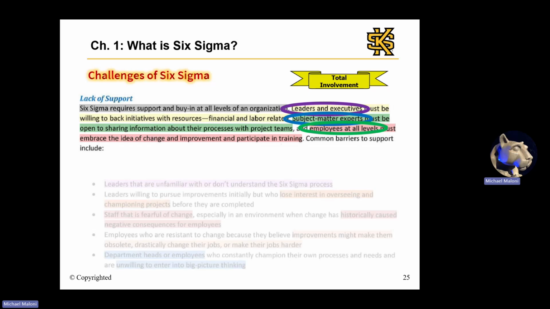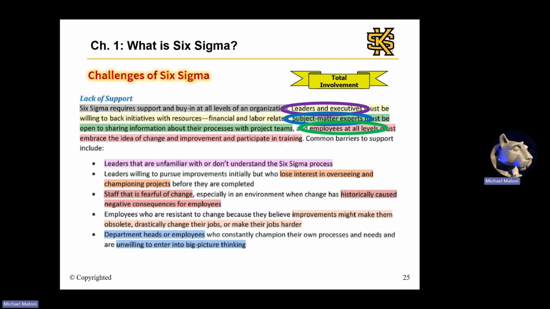So we seek to avoid or overcome leaders who don't understand Six Sigma, including the detailed approach and benefits, and then leaders and employees who lose interest before projects are complete. And then also employees who are fearful of change, including perceiving that Six Sigma focuses on pointing out their problems, making them obsolete, or making their jobs harder. And then we also want to avoid or overcome employees who are overfocused on their own processes and needs while not engaging in big picture, meaning organization-wide thinking.